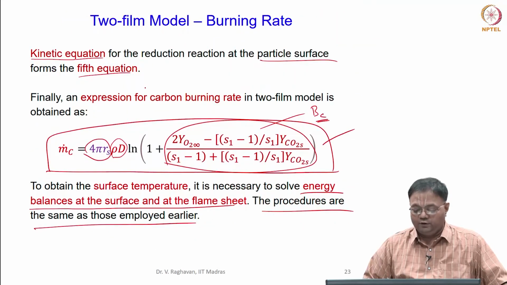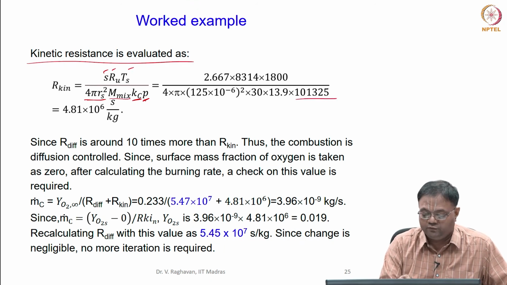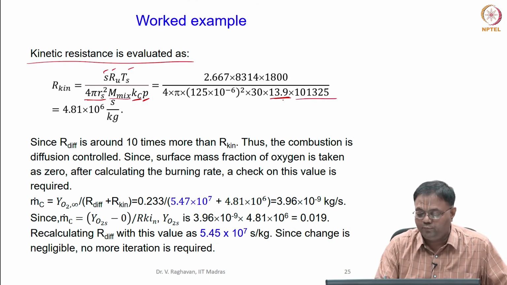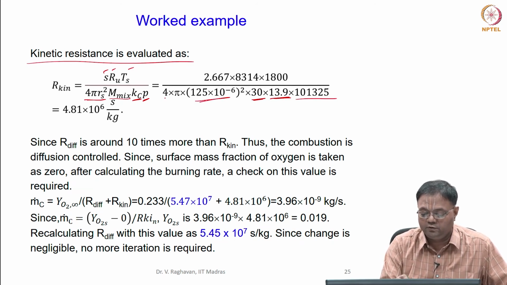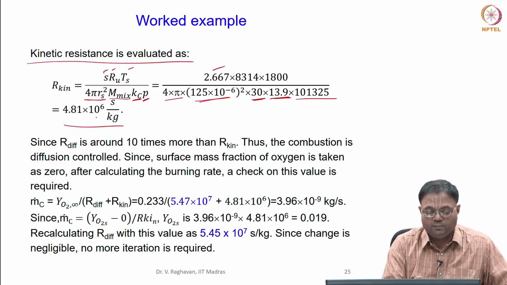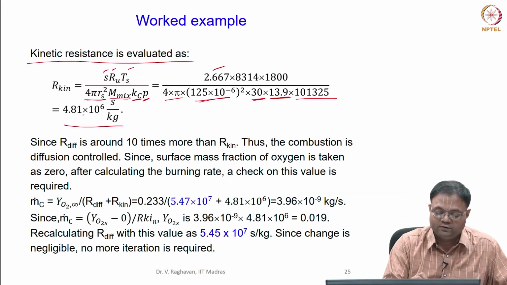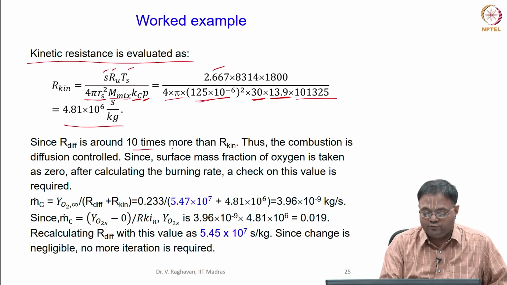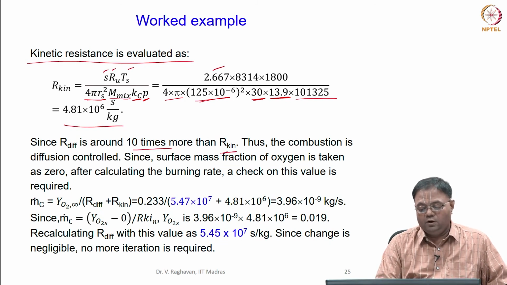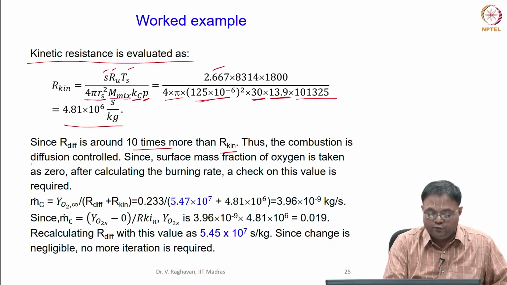If you go here, you can see that the pressure is 1 atmosphere. Substitute here. The Kc value is 13.9 meter per second, which is given. The molecular weight of the mixture is 30, and RS is 125 microns, so 4 pi RS square. S is given. If you substitute all this, you get 4.81 into 10 power 6. The previous was 5.47 into 10 power 7. So you can see this kinetic resistance is 1 order of magnitude less; the diffusion resistance is approximately 10 times more than R kin. This means that the combustion is diffusion controlled.